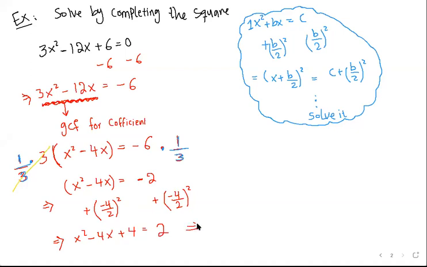Now I'm going to complete the square for this side. This is equal x plus b over 2, everything squared. x plus, what is b over 2? It's negative 4 over 2, everything squared. Equal 2, this 2. Okay? Makes sense?